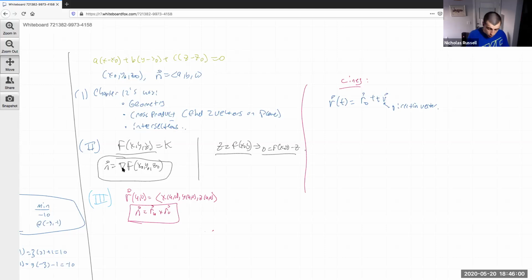The first thing: the normal line. If you hear about the normal line to a surface, if you had some f of x, y, z equal to some value k, your normal line would just use the gradient. The vector v is just the gradient of f at a point x0, y0, z0. It's a line through the normal vector. And we know that the gradient will give you the normal vector, so it makes sense there.